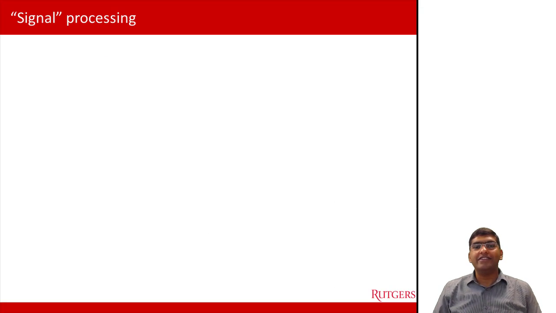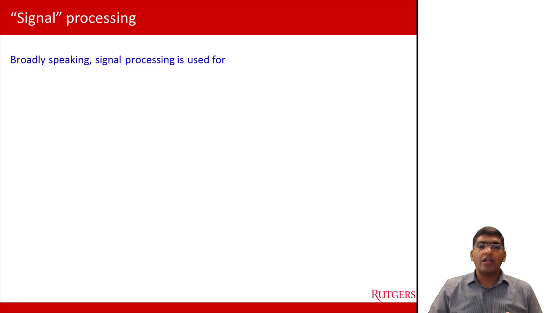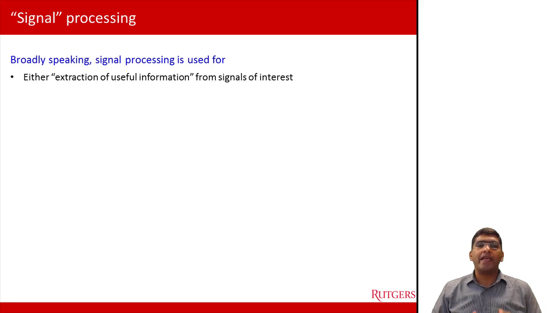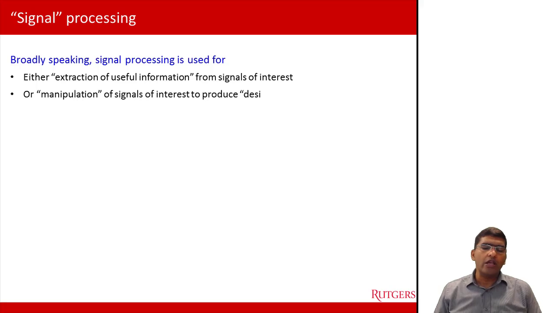So then what is signal processing? Well, as the name implies, it's processing of signals. Now, broadly speaking, signal processing is used to do two things on signals. The one is it can be used to extract useful information from signals of interest, and we'll see examples of that. Or it could be used for manipulation of signals of interest to produce desired outcomes, and we'll see examples of that too.